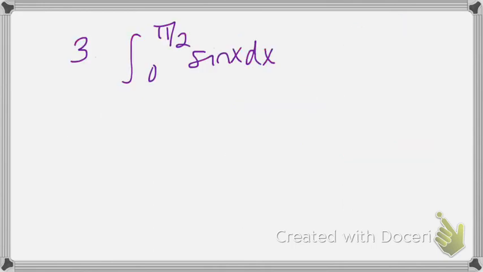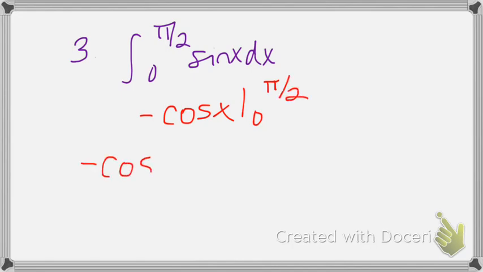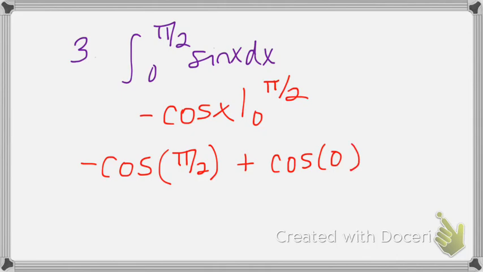Okay, one more, like this. Let's say that we want to find this one. Let's find the antiderivative. The antiderivative of sine would be negative cosine, because when I take the derivative of negative cosine of x, I get positive sine. And then I want to evaluate it at 0 and pi over 2. So plug in pi over 2, minus negative cosine, so that makes a positive, and plug in 0.